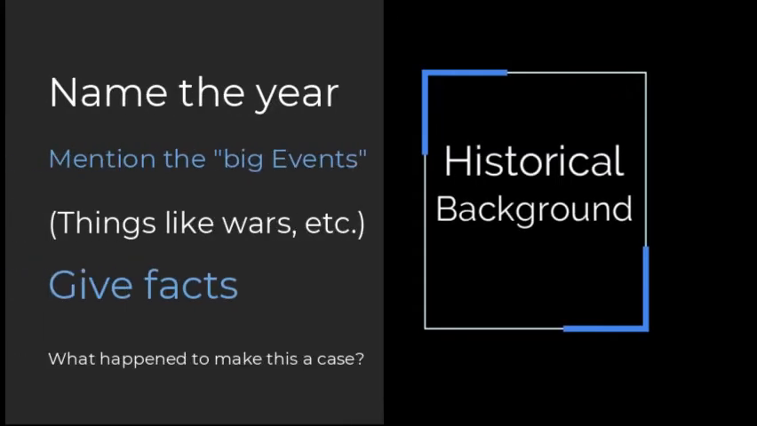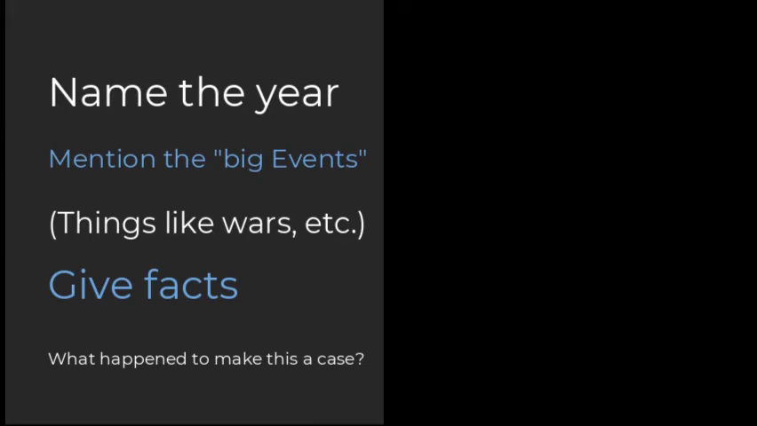Move on to the historical background of the case. That'd probably only be one, maybe two sentences. What was the year that the case was brought to the Supreme Court? What big events were happening in the country at that time? If this is a pre-Civil War case, let us know that it's pre-Civil War. If it's a World War II case, let us know that. If it's a World War I case, let us know that.